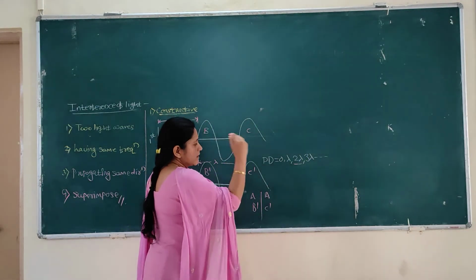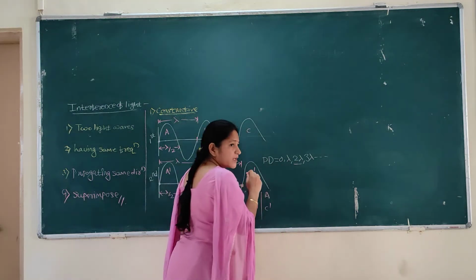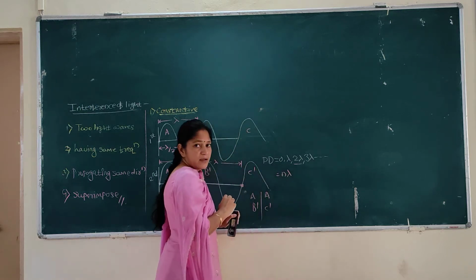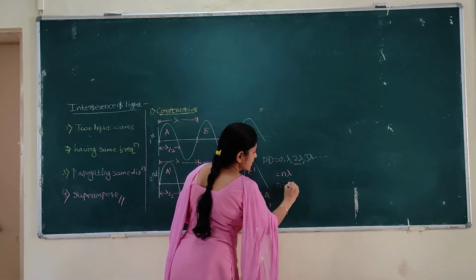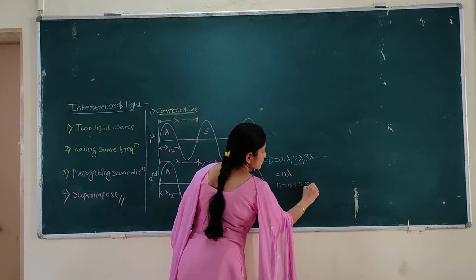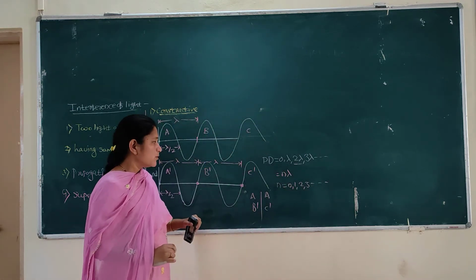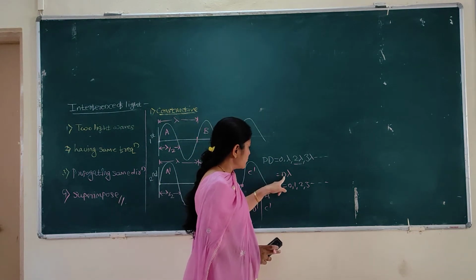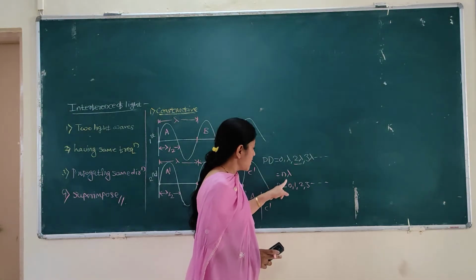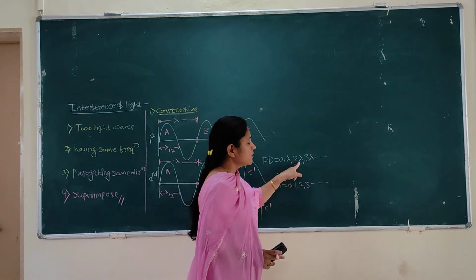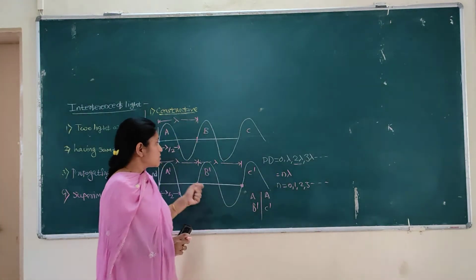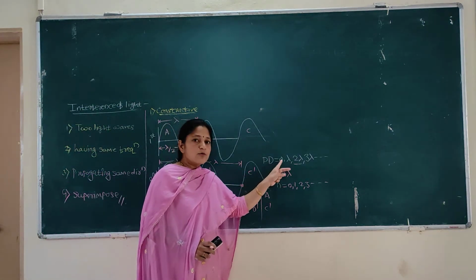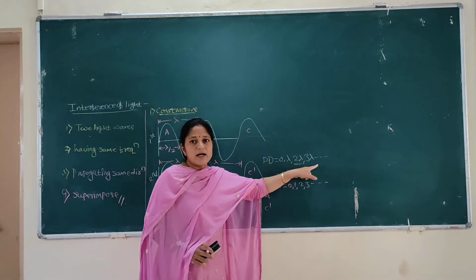Now after that, for n number of waves, what do we get? We can write n into lambda, where n is equal to 0, 1, 2, 3 and so on. If we put n equal to 0, we get 0 path difference. If we put n equal to 1, we get lambda path difference. If we put n equal to 2, we get 2 lambda path difference, like this. So, understood? Constructive interference takes place when path difference is 0, lambda, 2 lambda, 3 lambda and so on.